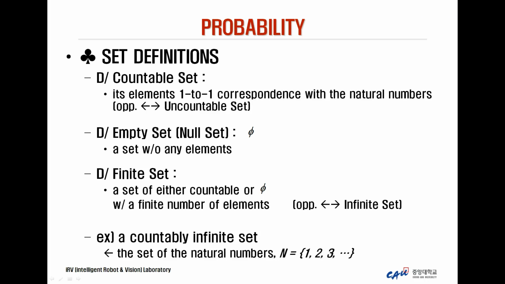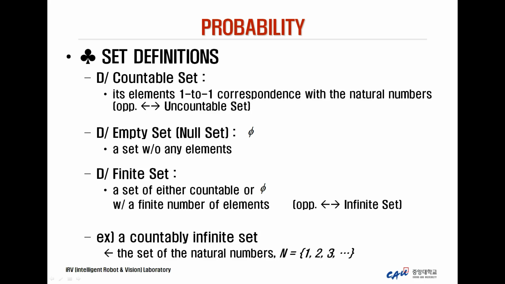Now, other set definitions. Countable set. A countable set is defined as a set whose elements have a one-to-one correspondence with the natural numbers 1, 2, 3, 4, 5. So you can count the elements inside a countable set. The opposite is called an uncountable set, which you cannot count.